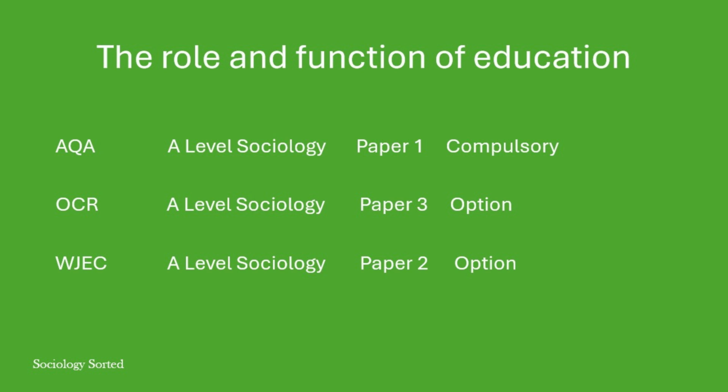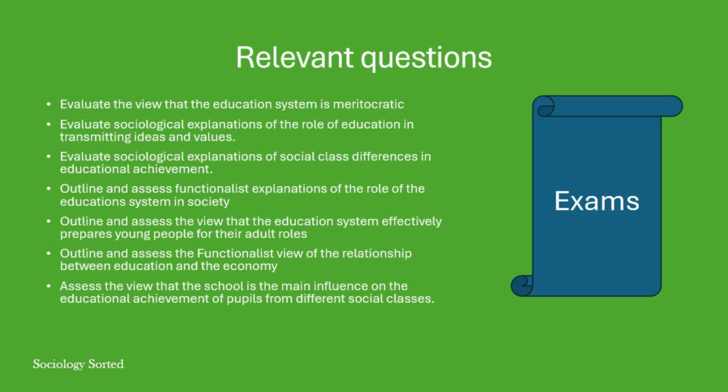So going back to the advanced level exams, first, education is a significant and mandatory element of AQA Paper 1. It's also a very popular option on Paper 3 for schools that use the OCR board, and it's also an option on Paper 2 of the WJEC exam. There are a range of questions that you might face in an exam, where you might need, or want to, use material from the functionalist view of education.